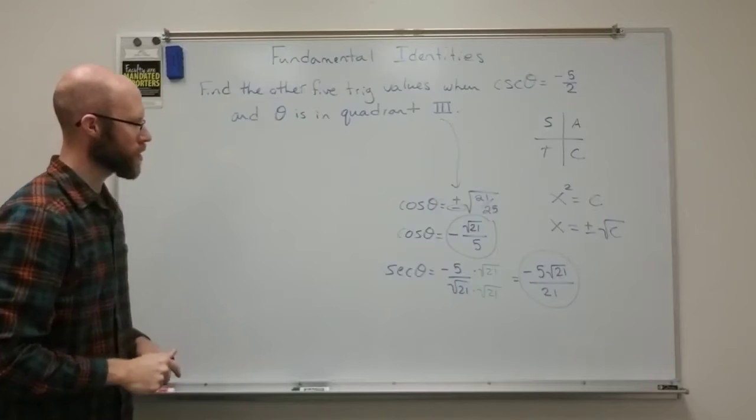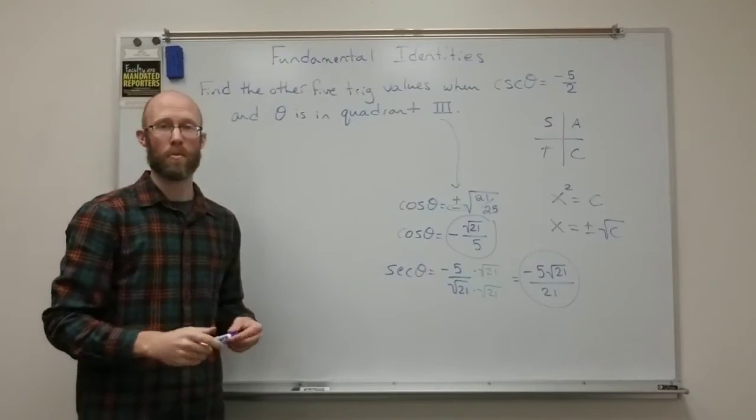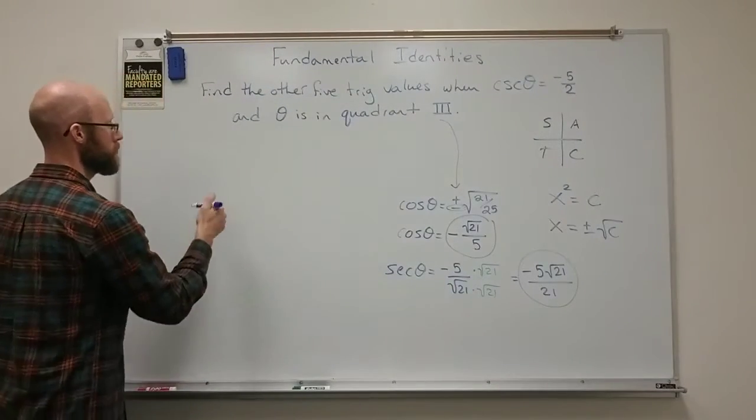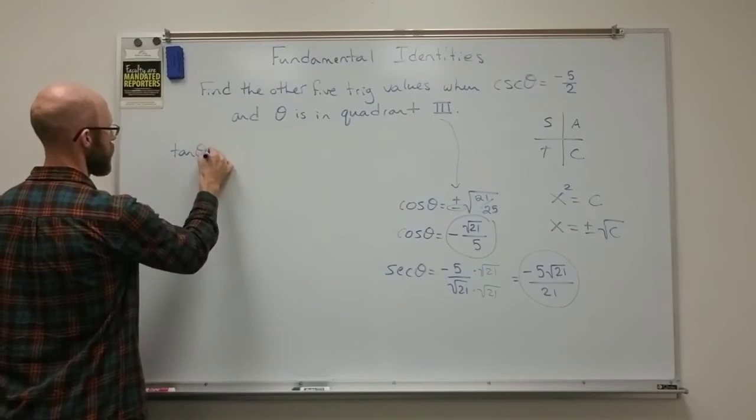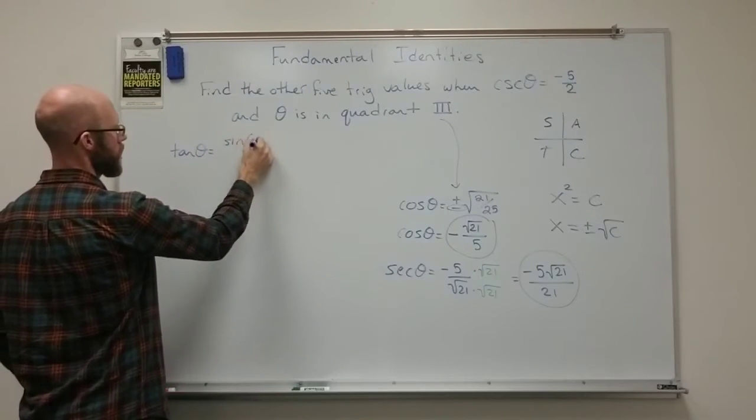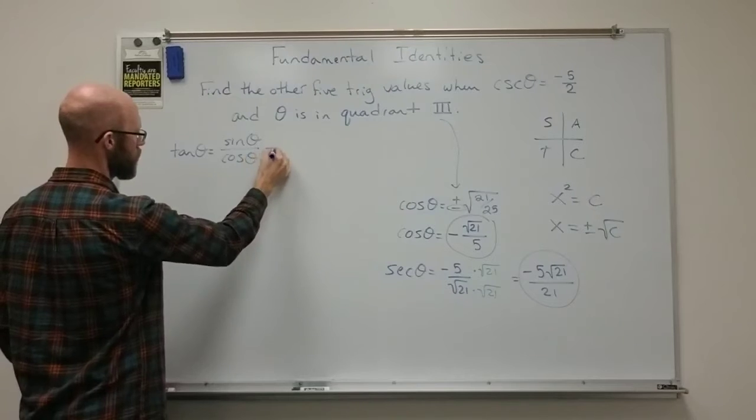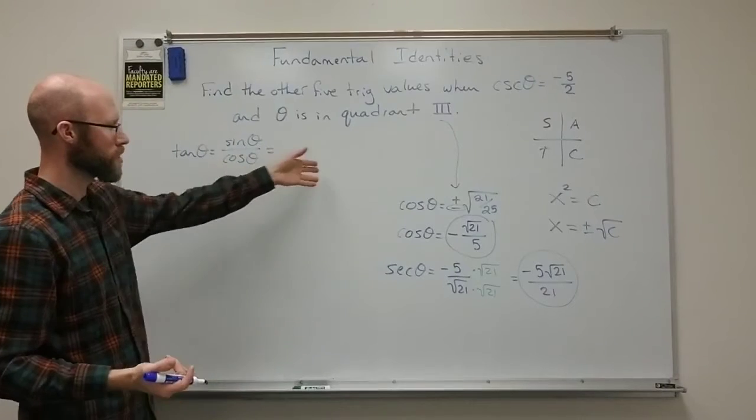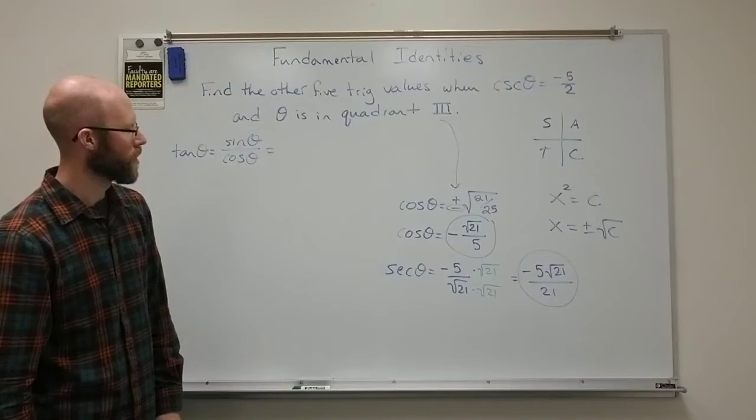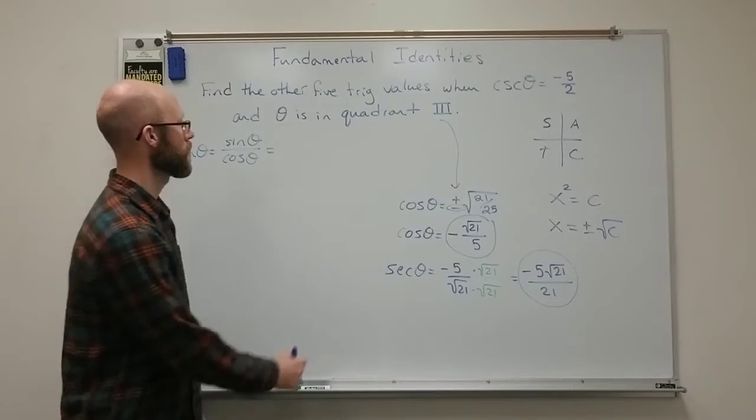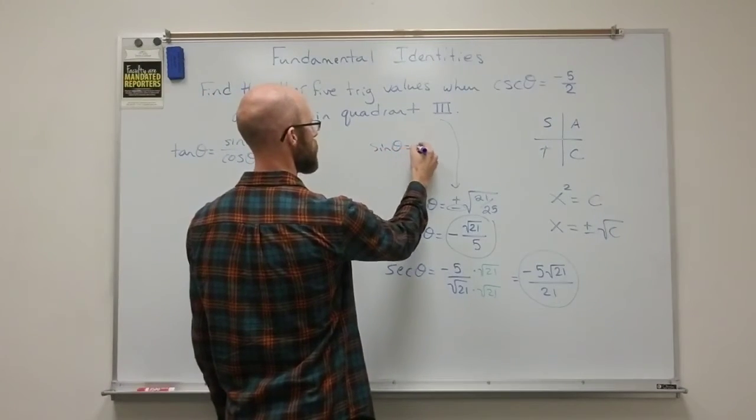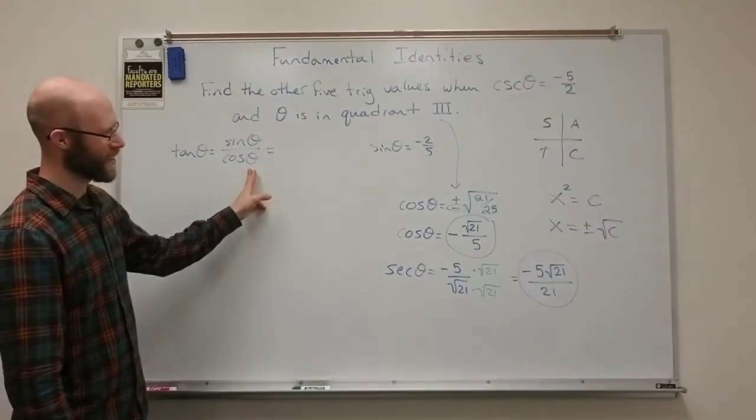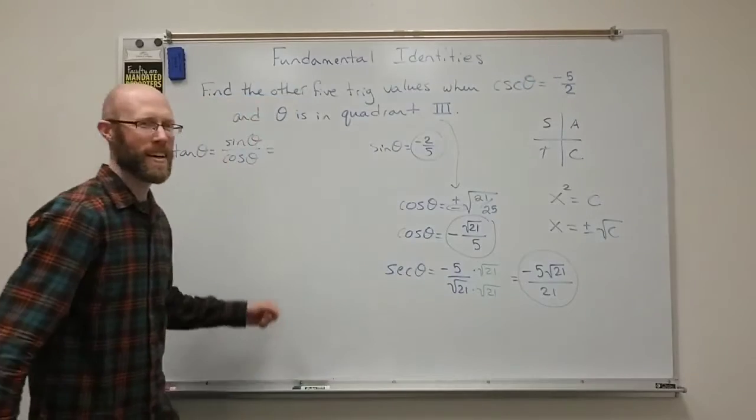I would probably at this point use my quotient identities. So for the tangent, I know that the tangent is the sine over the cosine. And so, let's see, I know the sine, did I erase it already? I just did. Well, okay, the sine of theta was negative 2/5, right? It was the reciprocal of the cosecant, that's not too bad. Yeah, so let's not erase that, let's keep that guy.